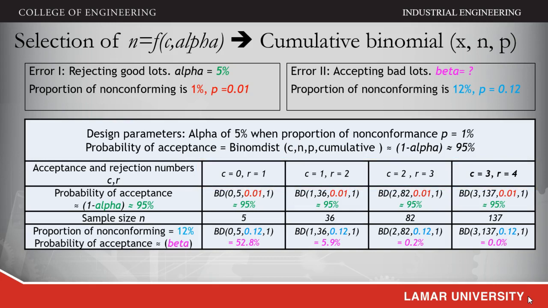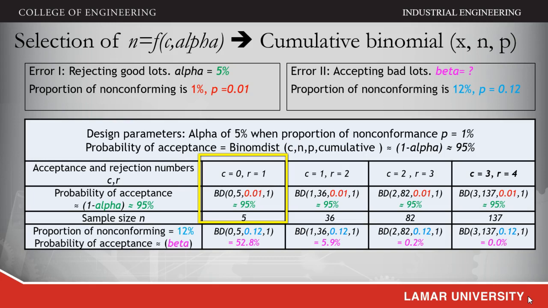So the first thing we need to do is, if we have an acceptance number of 0 and a proportional non-conforming of 1%, what should be the sample size that allows me to have a probability of acceptance of 95%? We can use the binomial distribution. Here I'm depicting the binomial distribution with the letters BD.